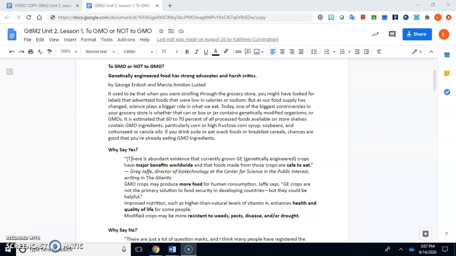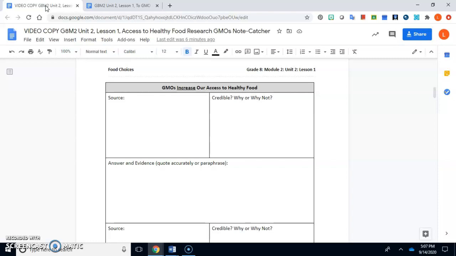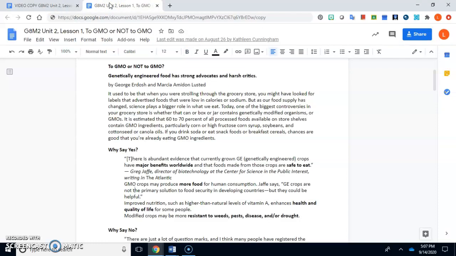So in this lesson, we are going to take the text that we just read, "To GMO or Not to GMO," and take the information here and practice how to get it onto our note catcher. Let's not forget our central research question is, how do GMOs influence our access to healthy foods? So you're looking for information on how GMOs either increase or decrease our access to healthy foods. Now we're going to scan just the first two paragraphs of the text. We're going to see if there is a single sentence in that section that helps us address the central research question.